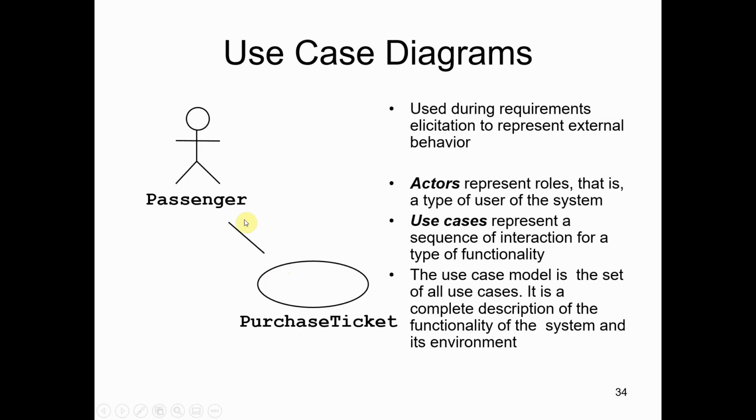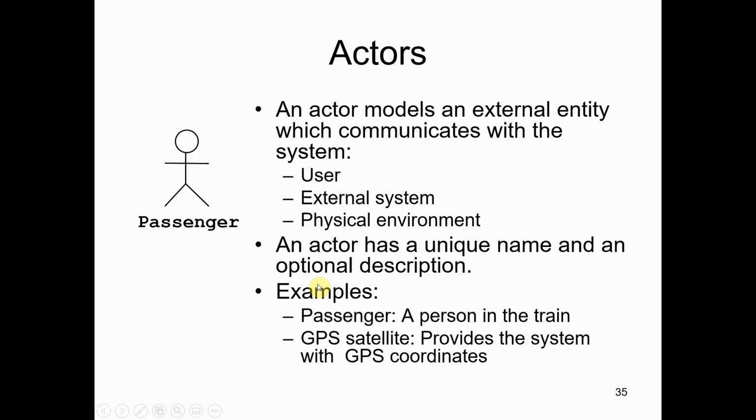For example, this passenger can purchase a ticket, but you don't know what activities and what sequence of activities happen inside. So that's what we are talking about.